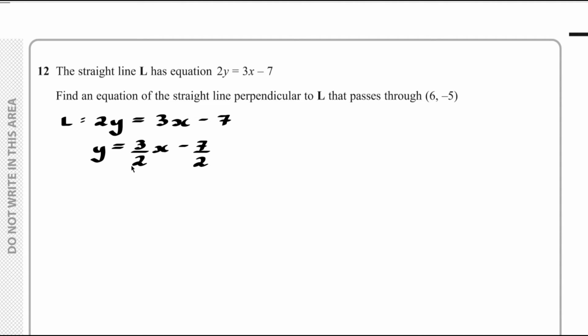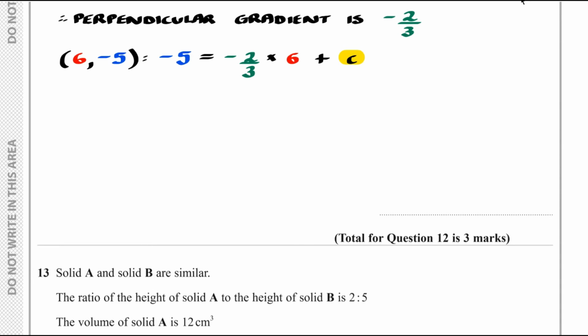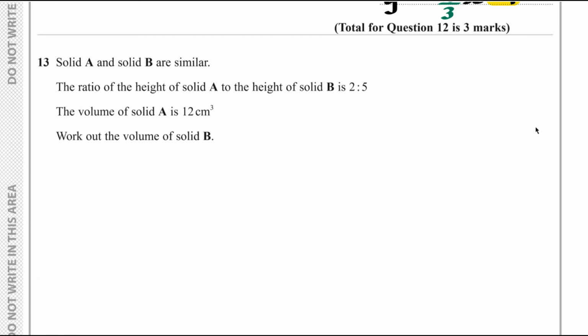subtract 7/2. And from this we can spot the gradient. The gradient of L is 3/2, which means the perpendicular gradient is -2/3. Let's now consider this point (6, -5). We have -5 equals -2/3 multiplied by 6 plus some constant. So -5 equals -4 plus c, so c is equal to -1, which means my equation of the line is y equals -2/3 x subtract 1.